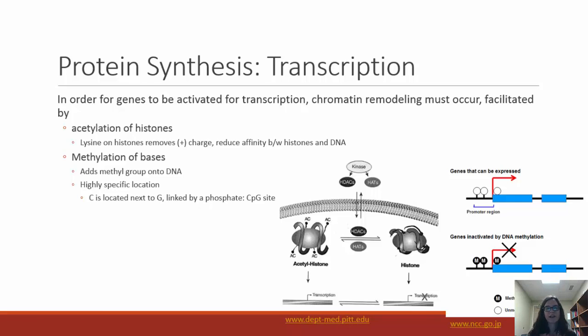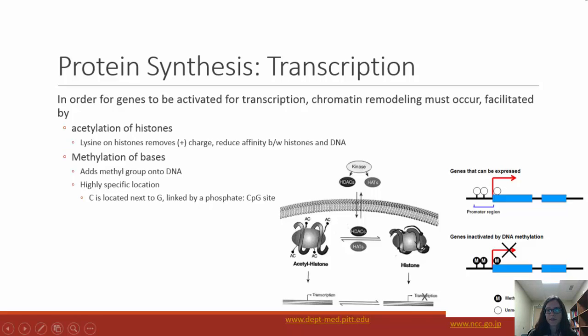Okay, so now to move on to the second mechanism, which is the methylation of the bases. This entails adding a methyl group onto the DNA specifically. And this methylation occurs at a highly specific location on the DNA. The location is a C that is located right next to a G and linked by a phosphate. And so this is called the CpG site.